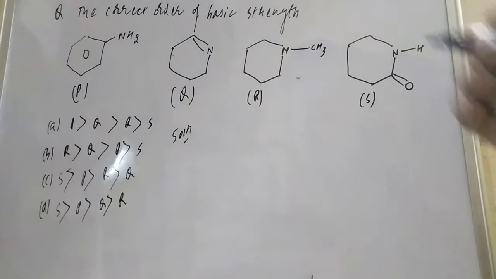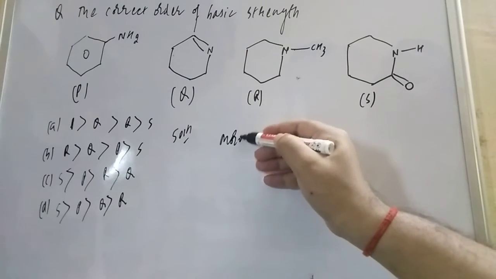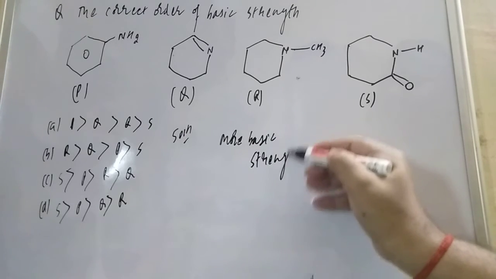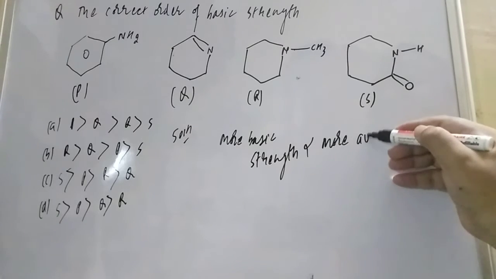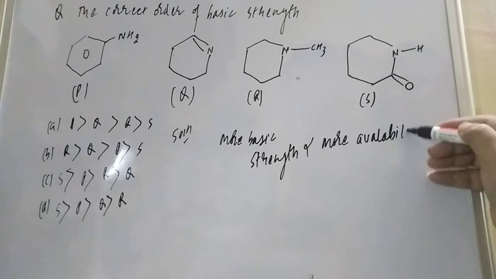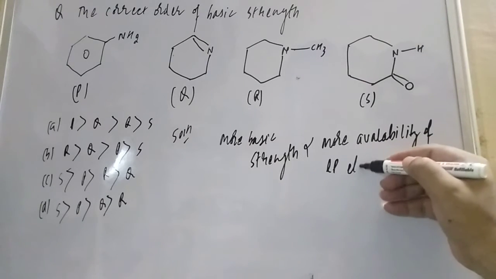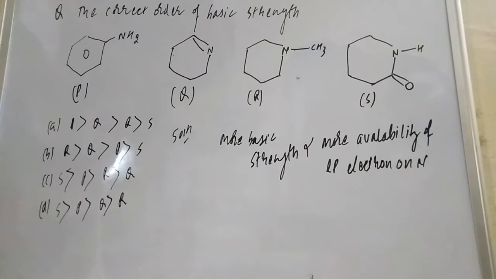So these are compounds of nitrogen, student, and we know that the basicity of a compound of nitrogen depends on it. The more basic, the strength is proportional to more availability of lone pair electrons on nitrogen. Now you see which one will be the possibilities, student.